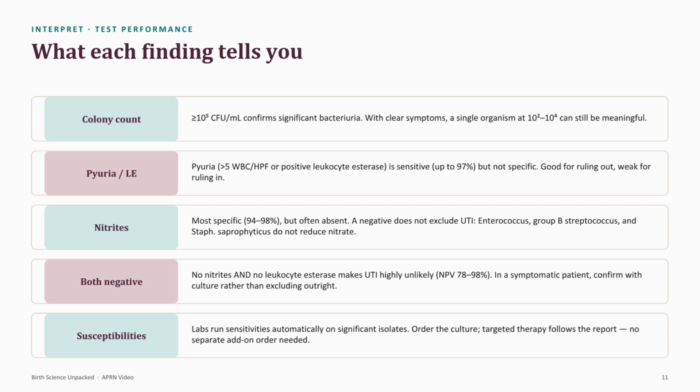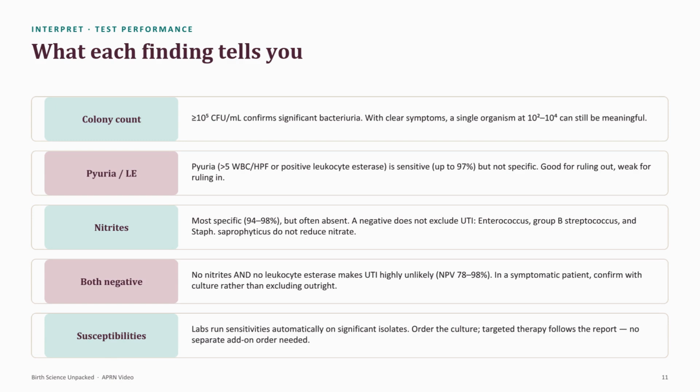The useful combination: if both nitrites and leukocyte esterase are negative, UTI is highly unlikely, with a negative predictive value of 78 to 98%. But in a symptomatic patient, you confirm with culture rather than excluding outright. One workflow point: the lab runs sensitivities automatically on significant isolates, so ordering the culture is enough. Targeted therapy follows the report with no separate add-on order needed.